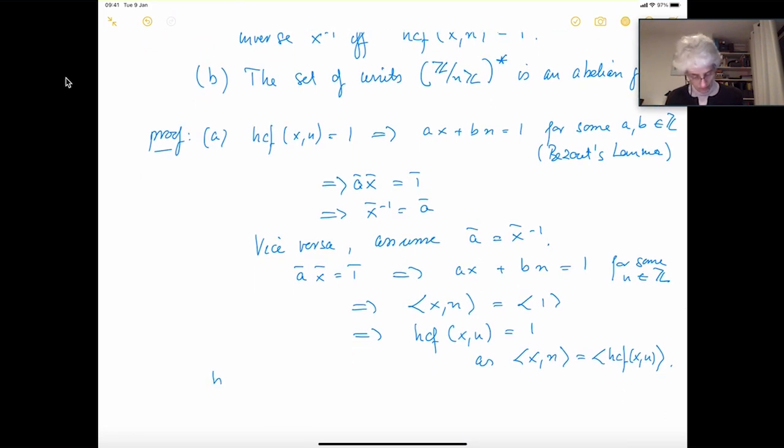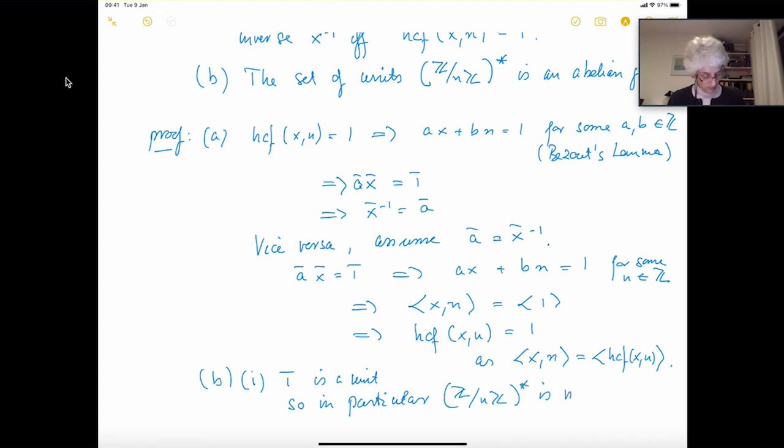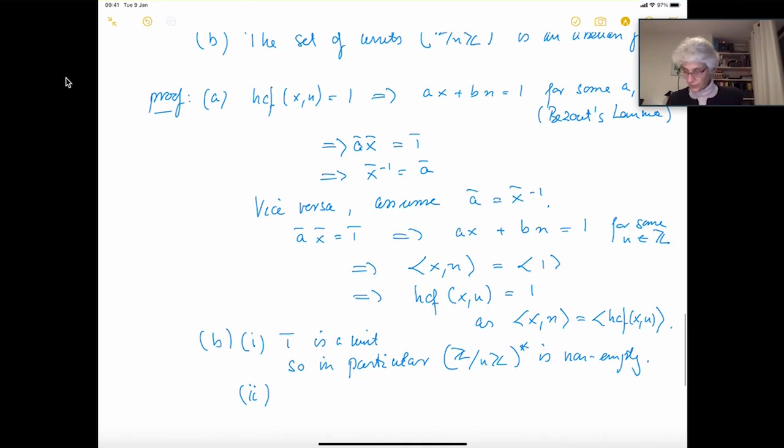What about the second part? That's quite straightforward. We just check our group axioms. We have a unit, namely 1. And so in particular, Z mod nZ star is non-empty. Second condition. Well, if x bar and y bar are units, then so is x bar y bar.